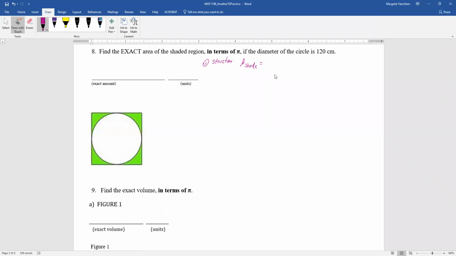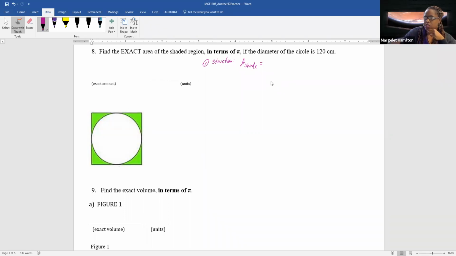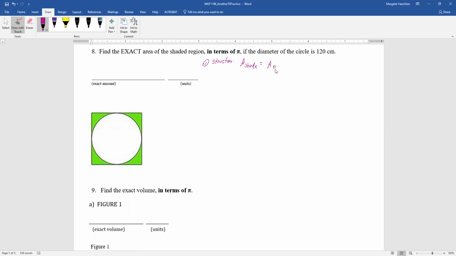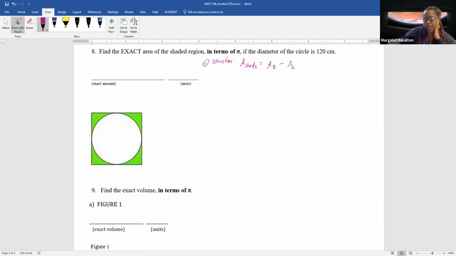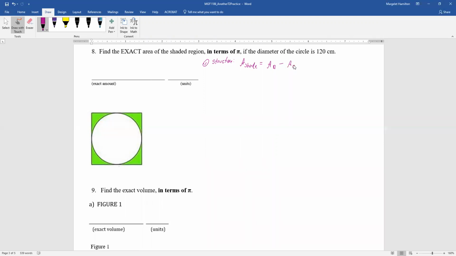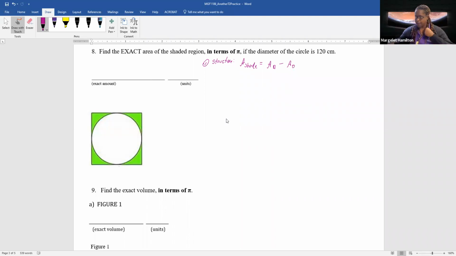Subtract the area. You're subtracting the shaded region, so like the circle from the square. Okay, so we need to find the area of the square, right? Right. And subtract the area of the circle from it. Everybody all right with that?